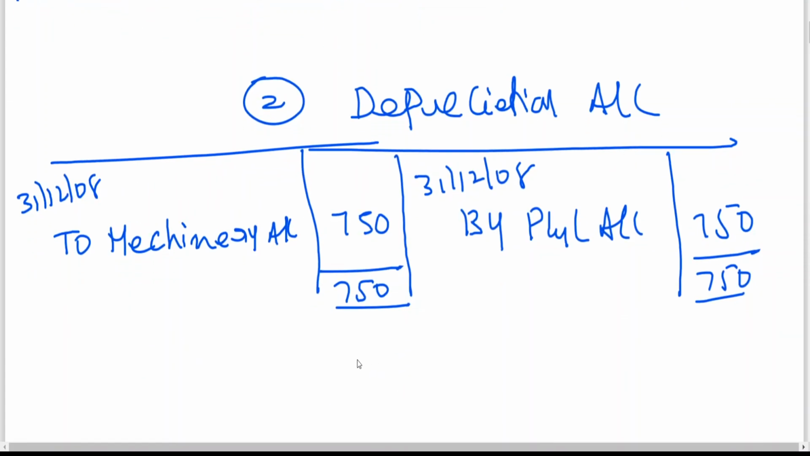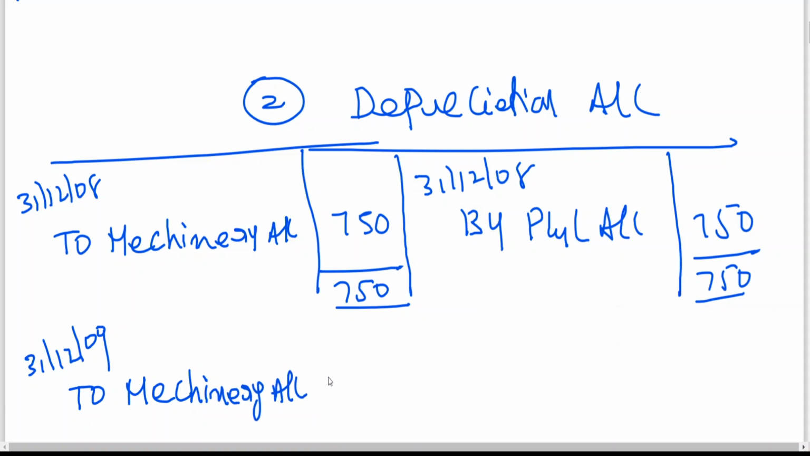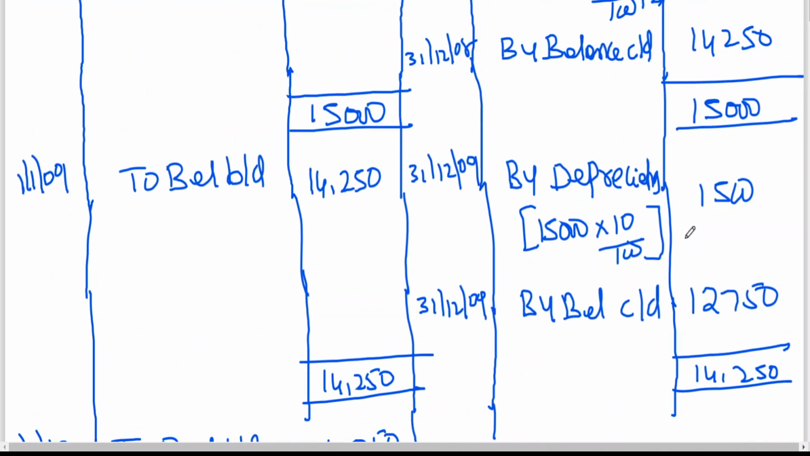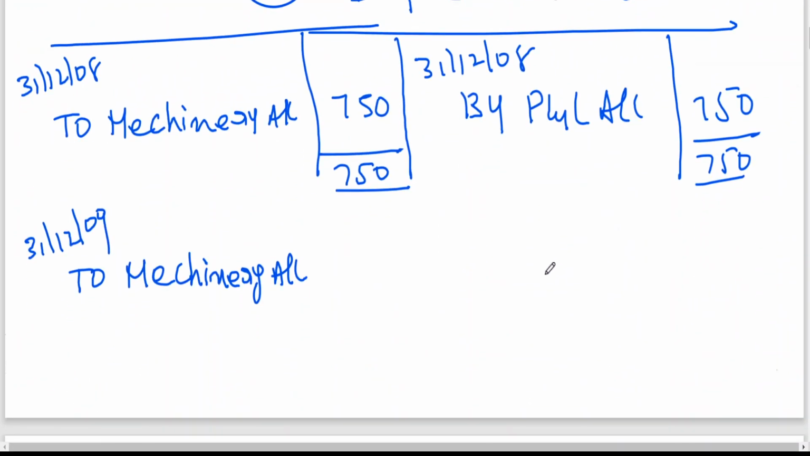Similarly, this is completed. Next year again. Second year, to machinery account. What is machinery depreciation on second year? 1,500. Again, this also is closed.